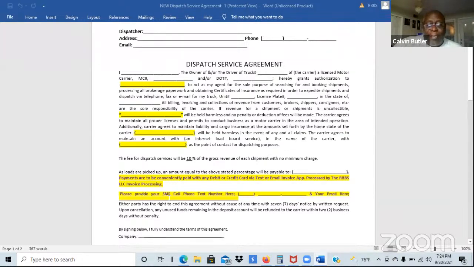Please provide your SMS, cell phone, text number here. That's where the carrier, or the owner operator, is going to put their cell phone number. Why do you want a cell phone number? So you can send them texts, so you can actually send them invoices and stuff by cell phone.